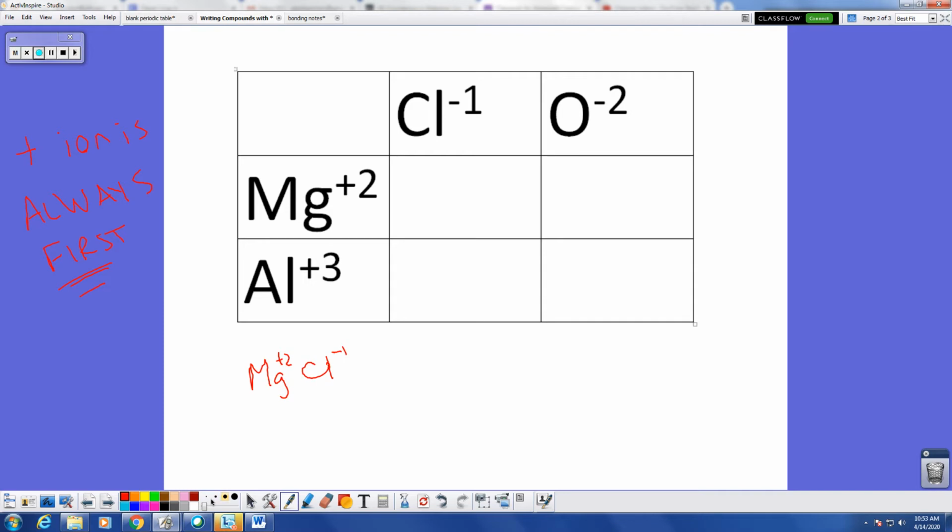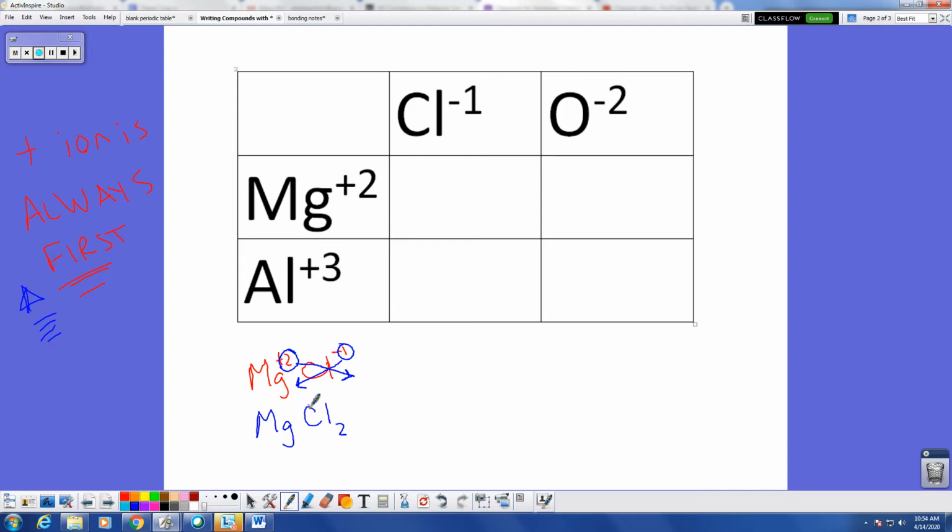Now, to do the crisscross, you're going to take the number, only the number. The positive and negative is just to tell you which one goes first. Okay, this is why positive and negative is there. Get just the number, and you're going to crisscross them. Okay, so you get Mg. We don't write a 1 because if you write the symbol, it's understood to be the 1. Cl2. So you need 2 Cl's for every 1 Mg because Mg has 2 extra electrons.